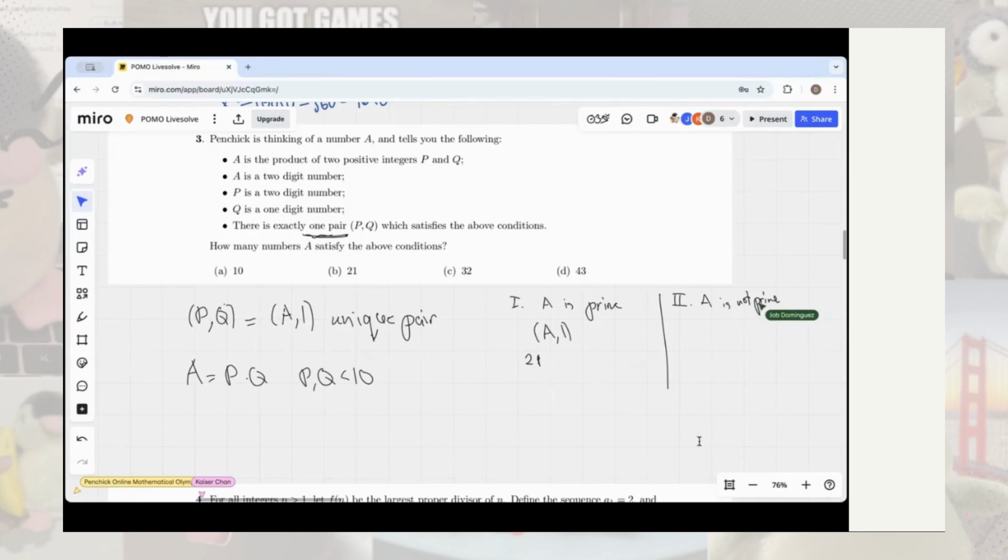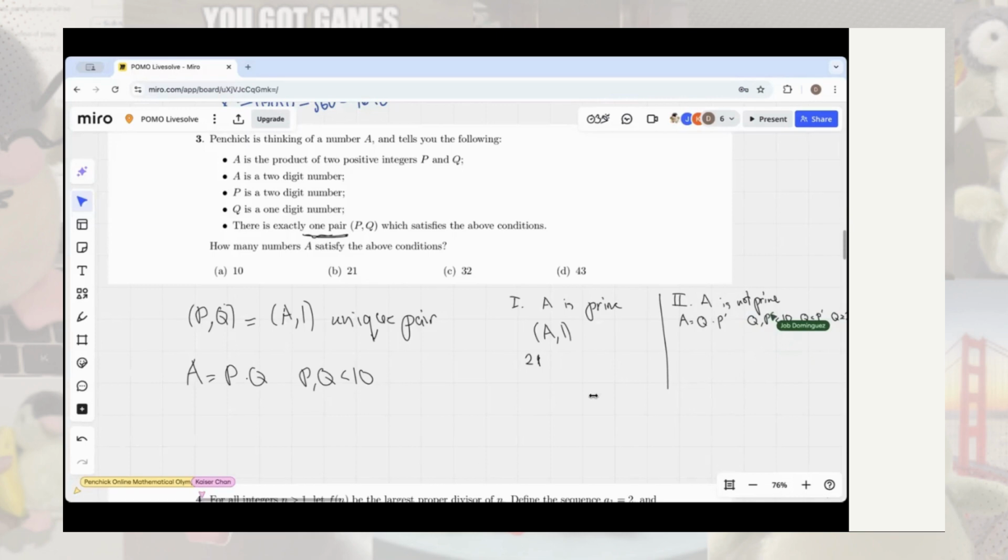Now let's go over to the second case where A is not prime. Let's say A is equal to Q times P prime, and we want Q and P prime to be less than 10. Let's say Q is greater than or equal to P prime. I also forgot to mention that Q must be greater than or equal to 2, since it is now a divisor of A.